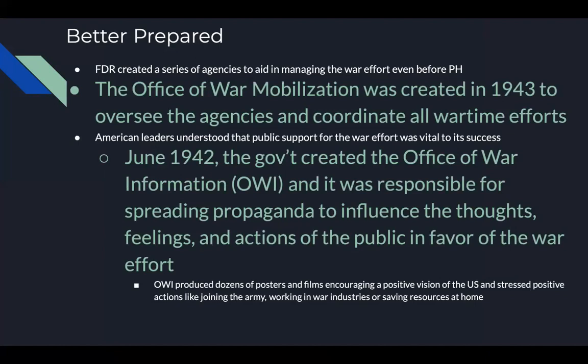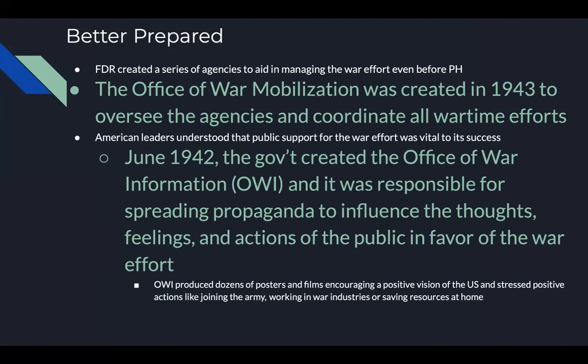All right, better prepared. So FDR will create a series of agencies in order to aid the management of the war effort even before Pearl Harbor happened. Remember, the war starts in 1939, Pearl Harbor in 1941. So he had 2 years to start something. The Office of War Mobilization was created in 1943 to oversee the agencies and coordinate all wartime efforts.